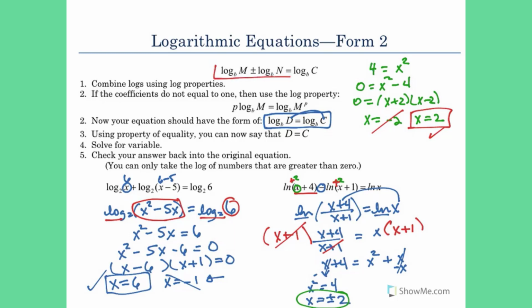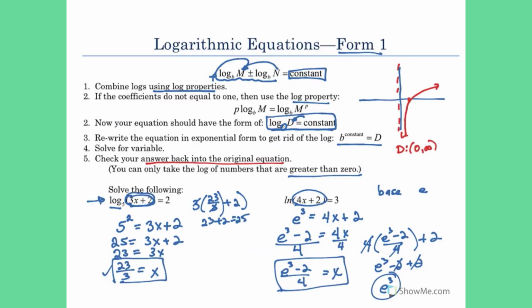So remember, we have this form where we have all of logs, and you can use the property of equality. We also have this form where you have the constant, where you have to use that exponential form to get rid of, if you will, the logarithm.